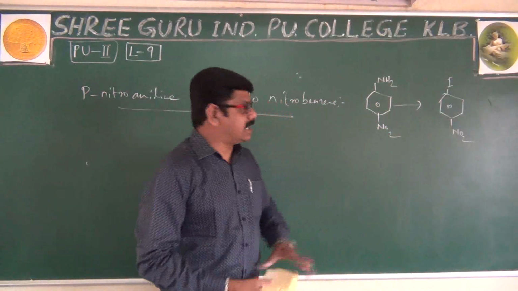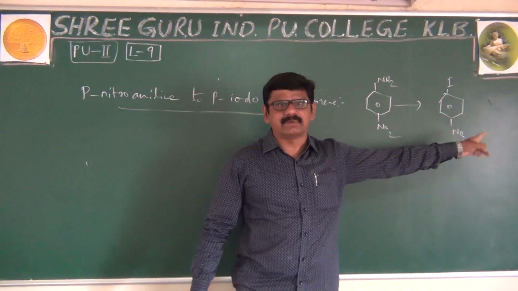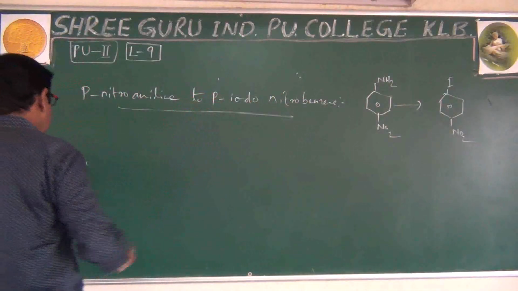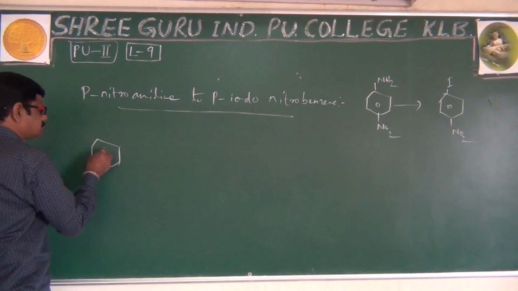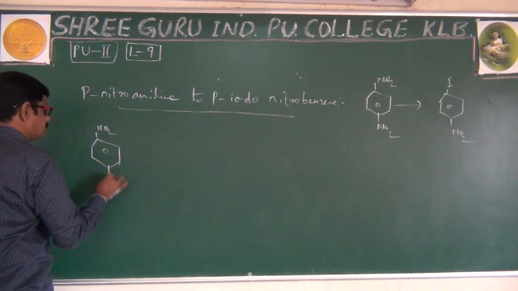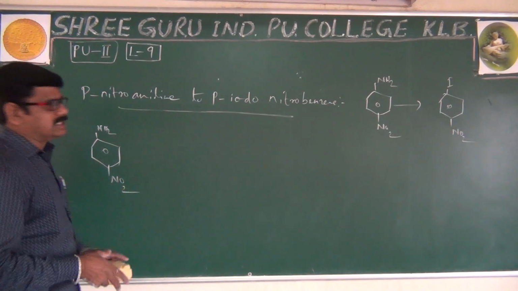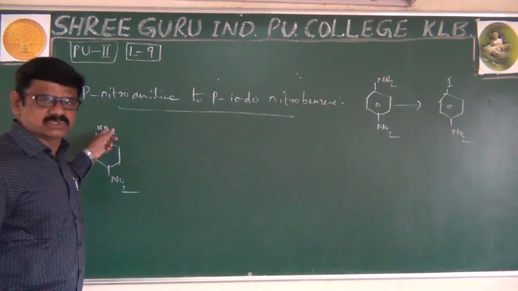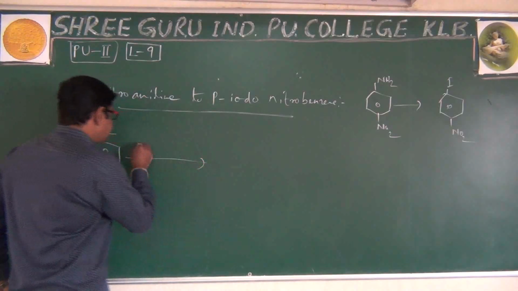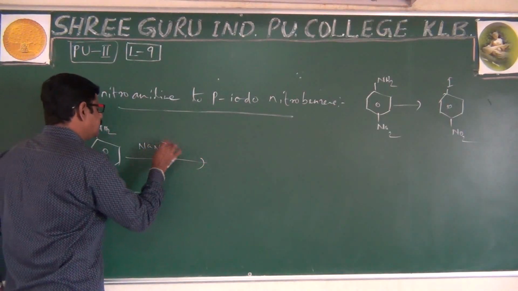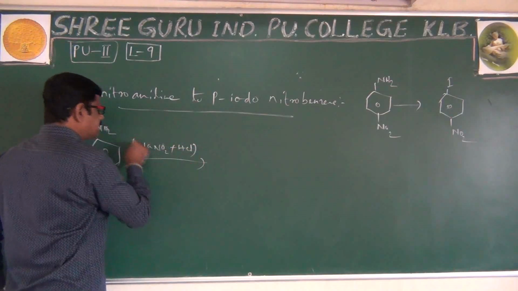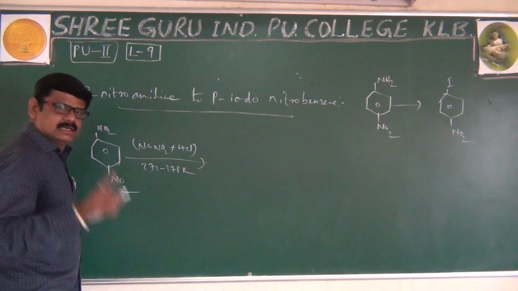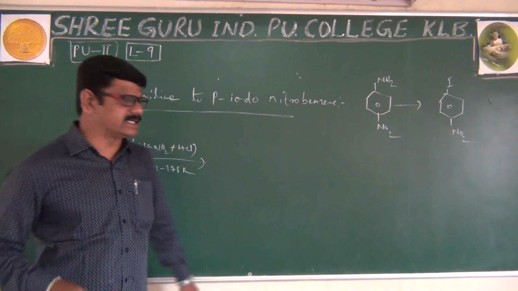Its advantage is, as a reactant NO2 group is there, as a final product also NO2 group is there. This NO2 group we should not disturb. We'll take a reactant with NH2 and NO2. Then NH2 should convert to iodine. This step is already known to you. Immediately the NH2 group should undergo diazotization, NaNO2, HCl, nothing but HNO2. For diazotization, 273 to 278 kelvins, 0 to 5 degrees centigrade temperature.